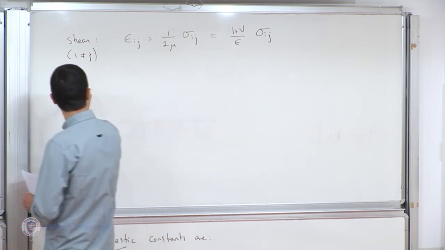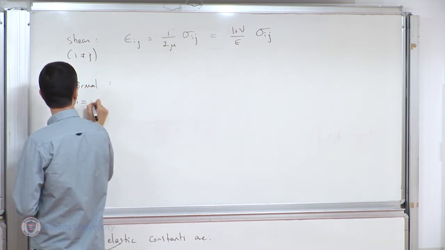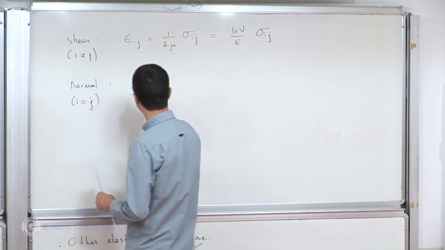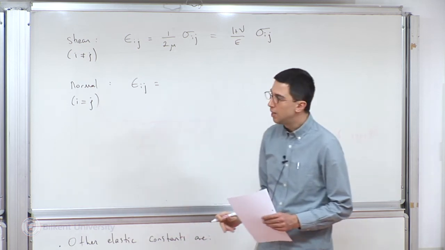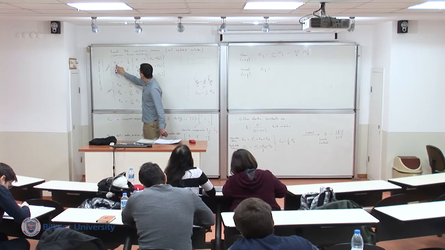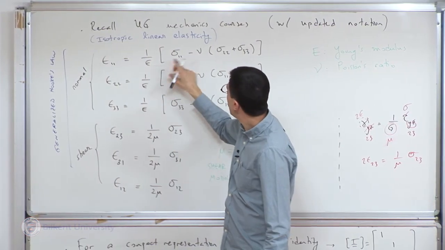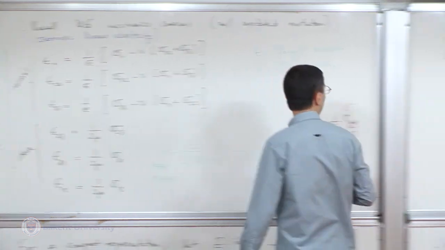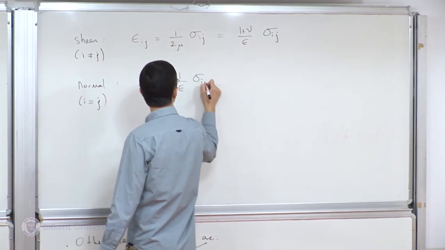And now we have the normal components. What's special about normal is that i is equal to j. And now I'd like to write epsilon ij. The beginning part is easy. So epsilon ij for i equal to j, so it's 1, 2, or 3, is sigma ij divided by E, so 1 over E sigma ij.